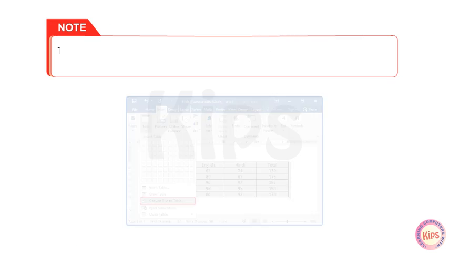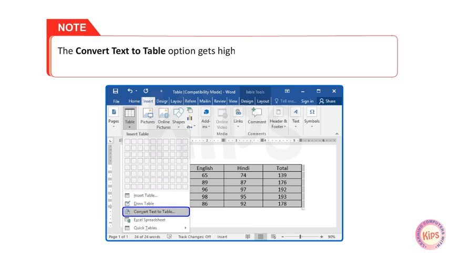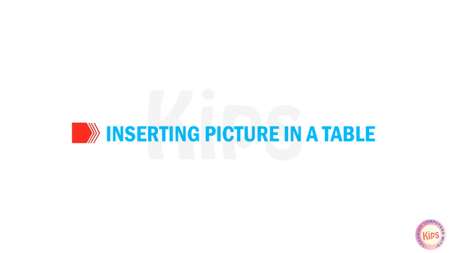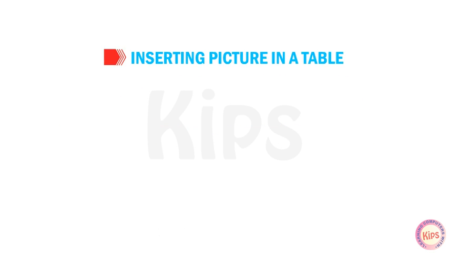Note the fact that the Convert Text to Table option gets highlighted in the Table drop-down menu only when the text is selected. OK, let us learn how to insert pictures in a table.